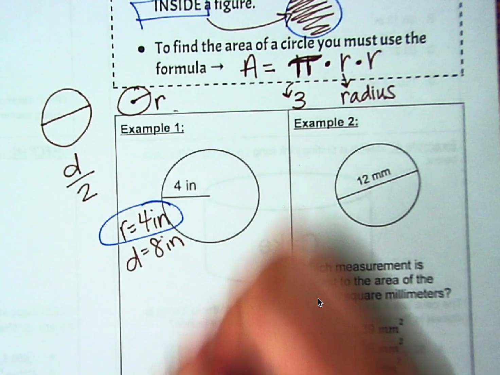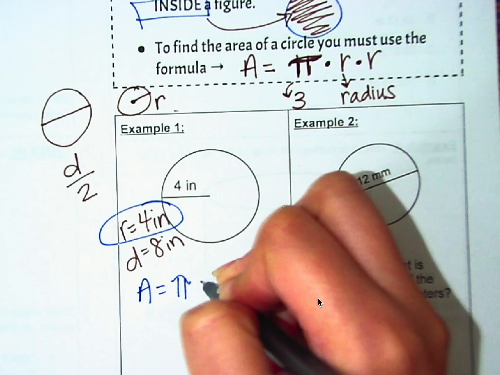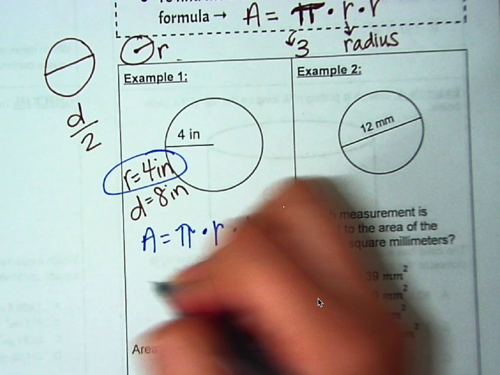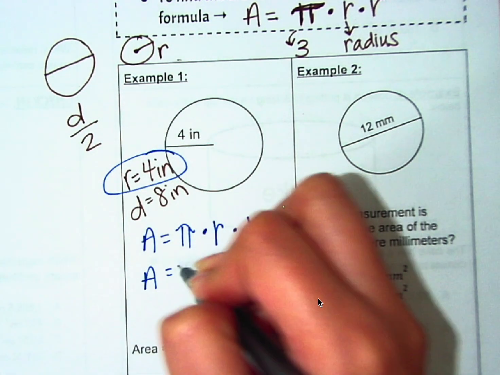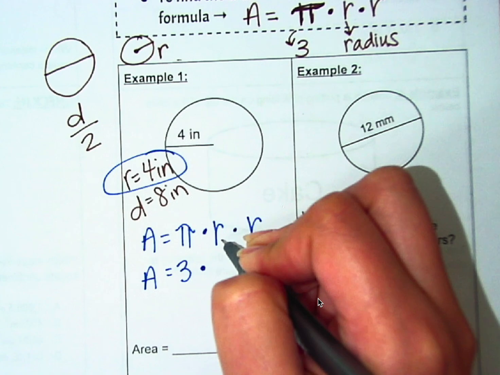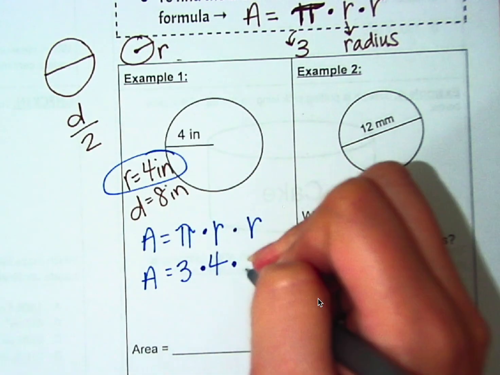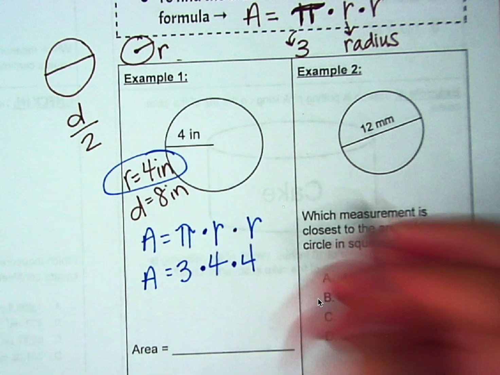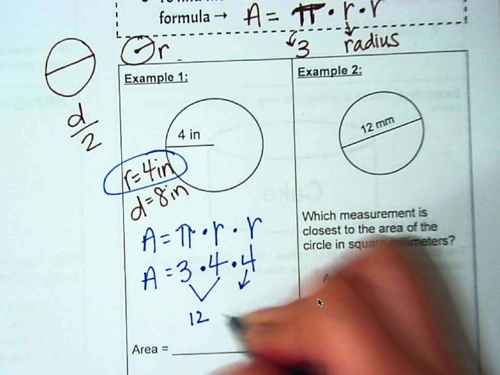Let's write our formula. The formula for area of a circle is pi times R times R. Let's plug in my numbers. I know that pi is equal to 3. My radius here is 4 times my radius again is 4. So we can't multiply these numbers at once, so we're going to break it down. 3 times 4 is 12. Bring down your last 4.